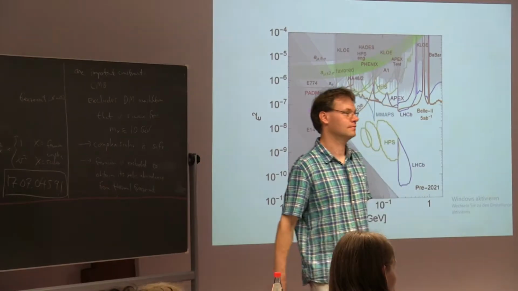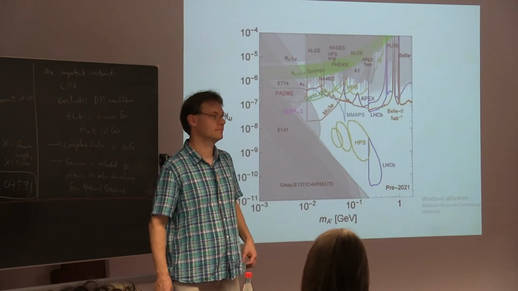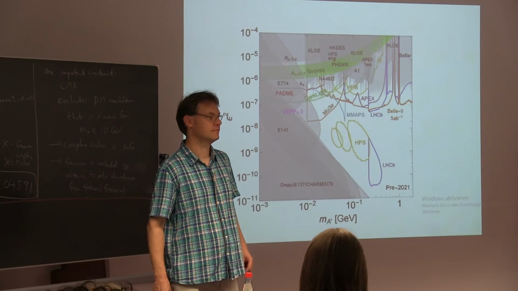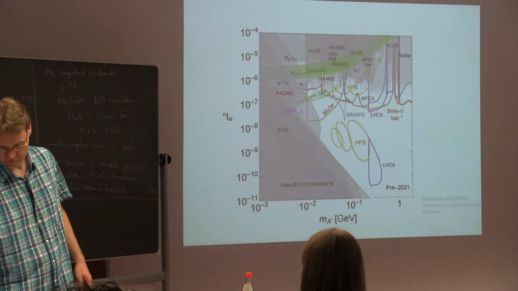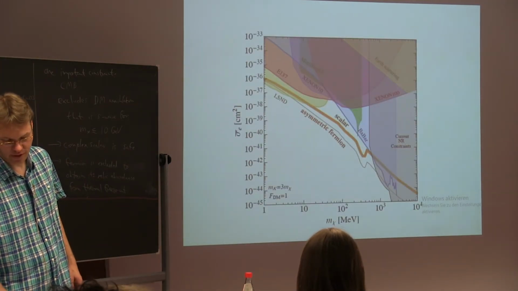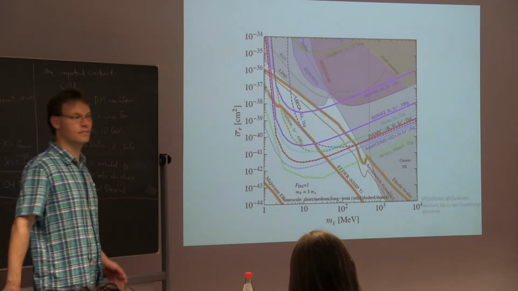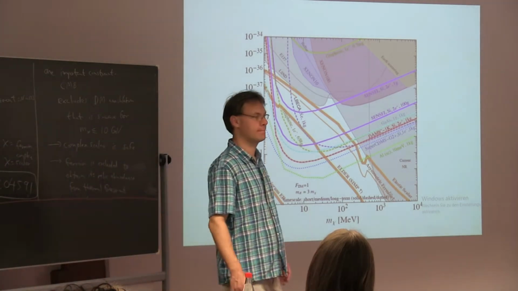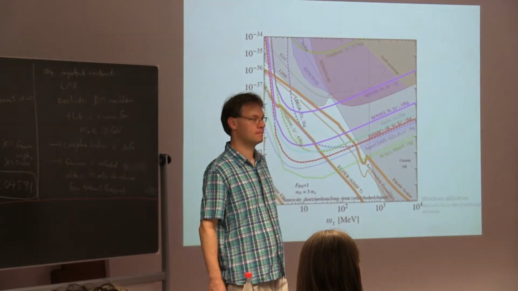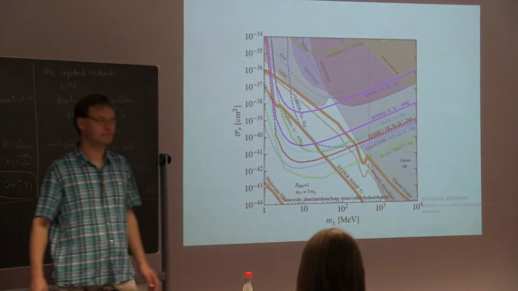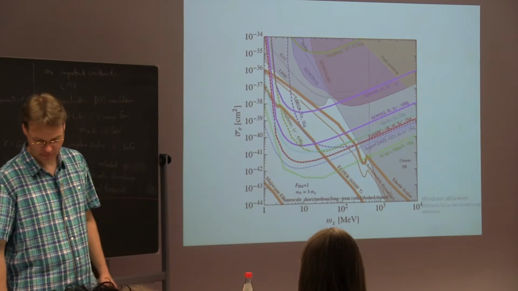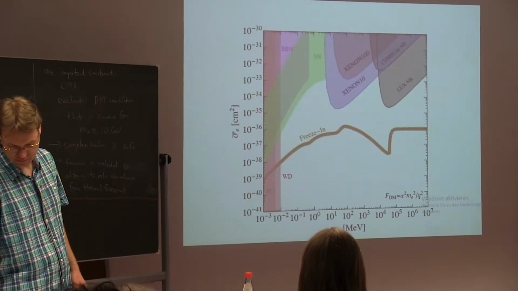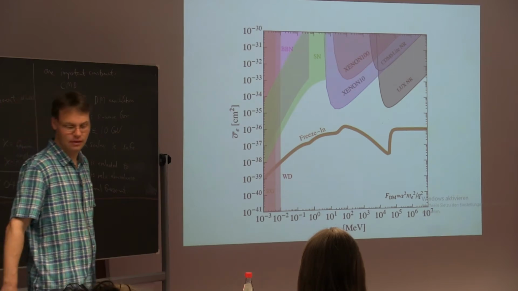So in one of the figures that you show, the sensitivity of some of the experiments for the cross section with electrons was around 10^-14 cm². In one of the observations that came out in March of the 21-centimeter line, they were claiming that to have sufficient heating of baryons from dark matter, the cross section should be about 10^-20 cm² around the GeV scale. So I think these experiments should be pretty straightforward, right? They're so much more sensitive.